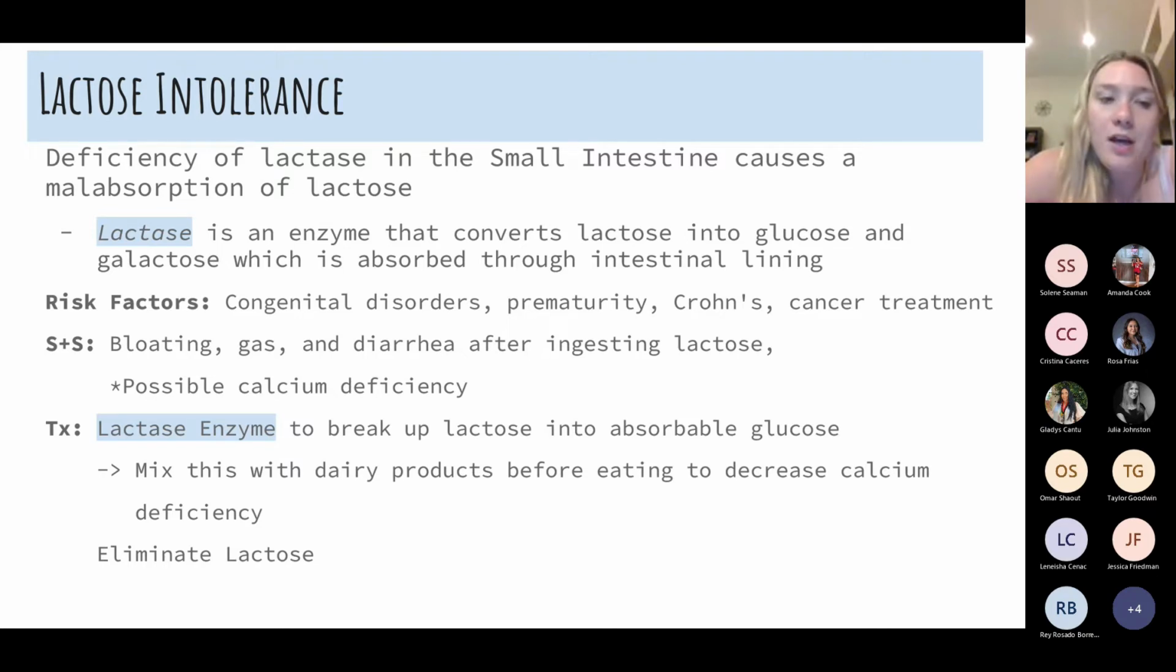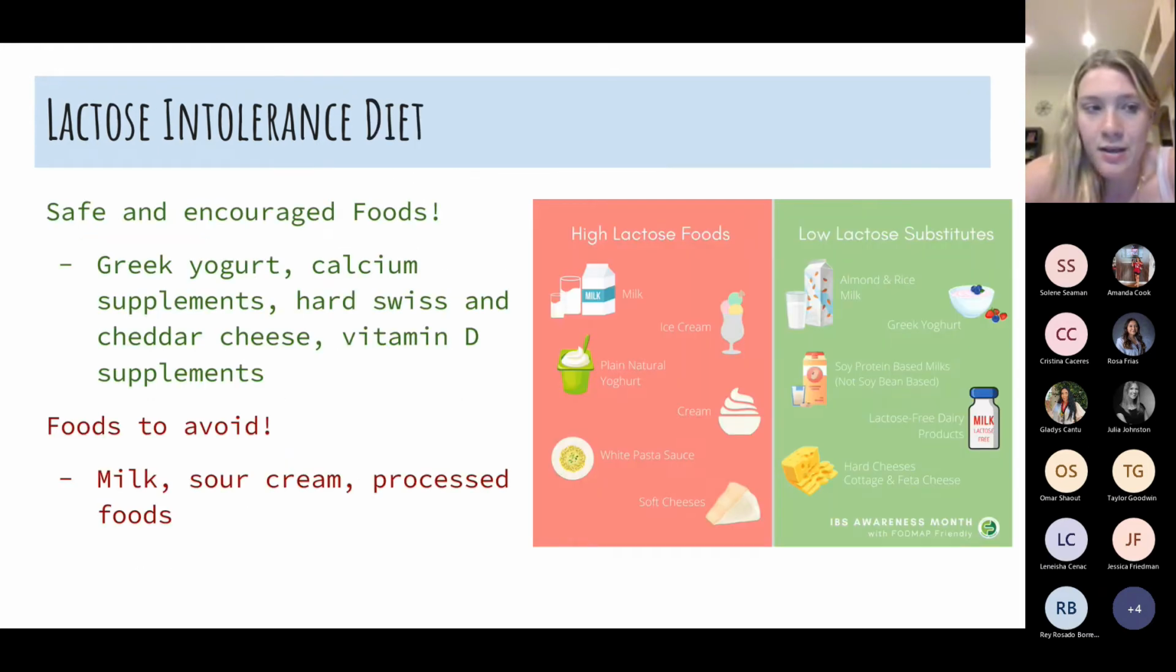Really our signs and symptoms: bloating, gas, diarrhea, just upset tummy after eating lactose. And treatment-wise, we can actually give them a lactase enzyme in the form of a pill. If you've ever seen, I don't know if it's called a lactase pill, but they can actually take that before they eat food heavy in lactose, and that acts as the enzyme to help break it up. But ideally, we would just want to eliminate lactose.